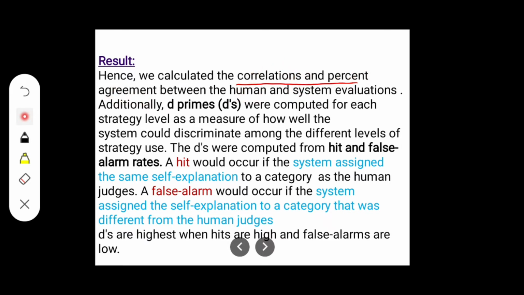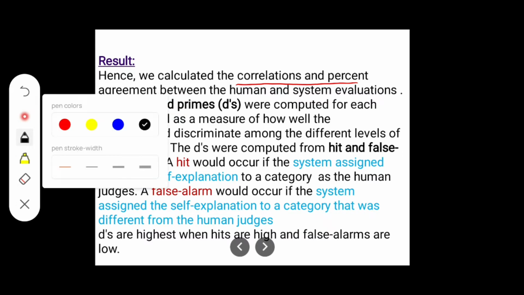What is the percent agreement between the human and system evaluations? That is, human evaluations and system evaluations. What is the agreement between them? We are going to calculate that. Additionally, here we have one more term called d prime.